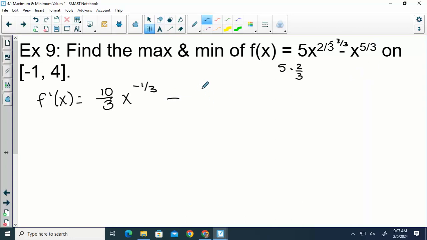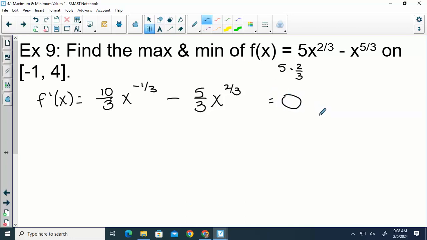Minus, the exponent comes down. x, if you subtract 1, that's like 2/3 minus 3/3, so that would be negative 1/3... sorry, 2/3 comes down as the coefficient. So now what do we do with this? Set it equal to 0 every time.